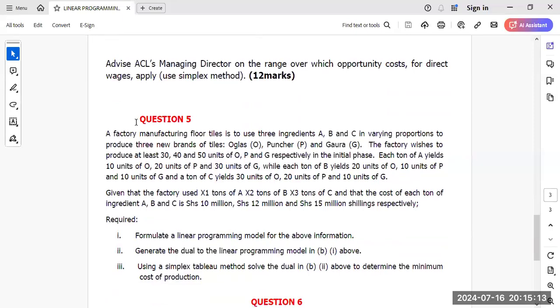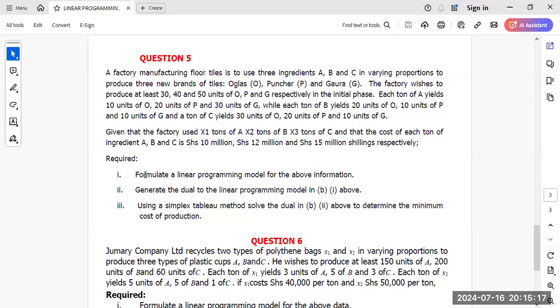Interpret, then later we start solving. Question 5, when you look at the required part, they are telling us that we formulate a linear programming model for the above information. You recall our steps. We normally have 4 steps that we follow when we are formulating a linear programming model. Then Roman 2, they are telling you that you generate a dual to the linear programming model in Roman 1 above.